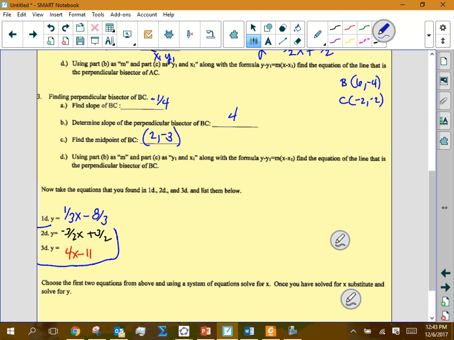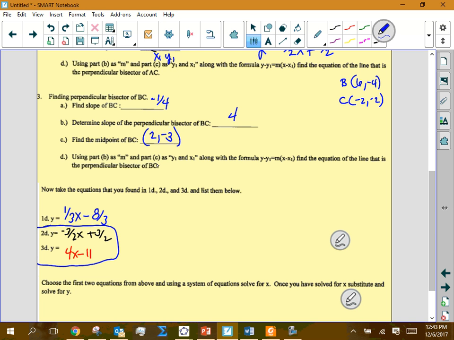I always try to think, and hopefully you do this as well, that knowing I can choose any two of the three equations, I like to choose the two that are the simplest. Do those look kind of simple? The last one, 4x minus 11, I like because it's all whole numbers, all integer. And I like the middle one because I deal with halves better than I deal with thirds. So I'm going to take those two.